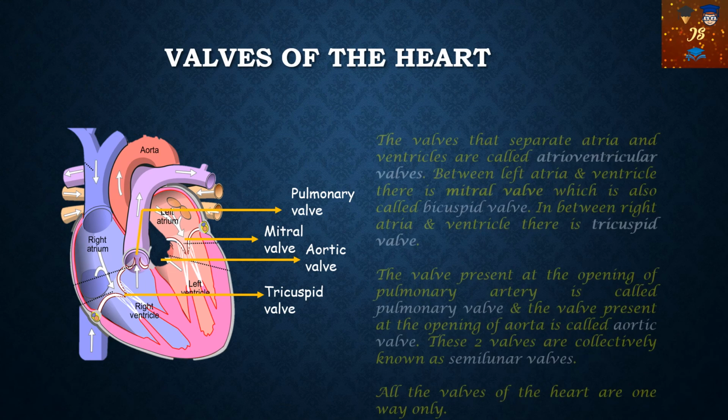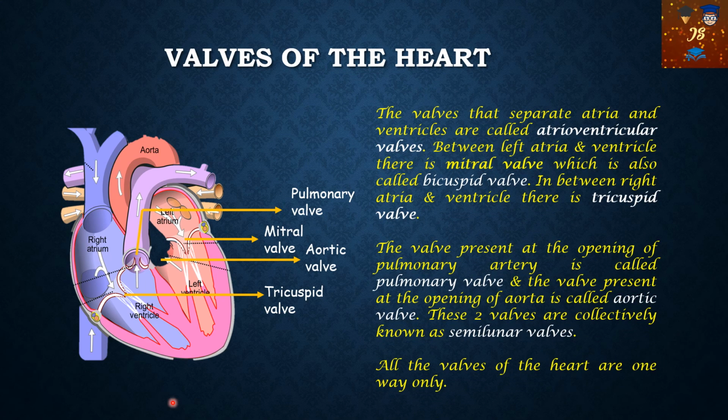Now regarding the valves of the heart, we can see that there are four valves. So this is the right atrium and the right ventricle. Just at the junction of the right atrium and the right ventricle, there is the tricuspid valve. And at the junction of the left atrium and the left ventricle, there is the mitral valve. This mitral valve is also known as the bicuspid valve. So here is the bicuspid valve and here is the tricuspid valve. With the help of the valves, the two chambers are separated from each other. The left atrium is separated from the left ventricle by the mitral valve, and the right atrium is separated from the right ventricle by the tricuspid valve.